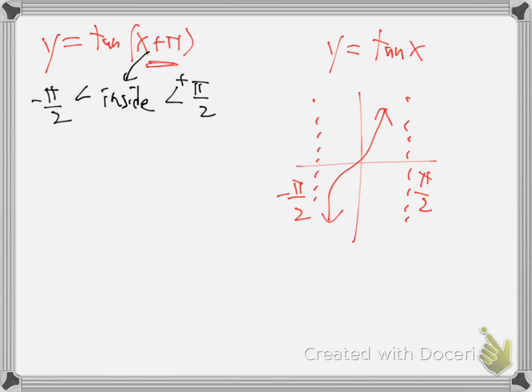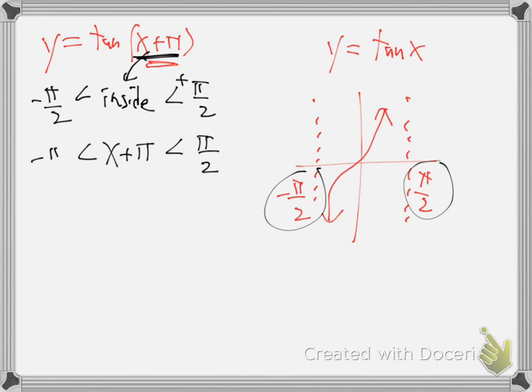Because whatever's on the inside, as it's between negative pi over 2 and positive pi over 2, that's where the asymptote lines end up. So if you solve that, you'll find it. So let me show you what I mean. Let's take x plus pi, which is the inside, and we set up this 3-part inequality.